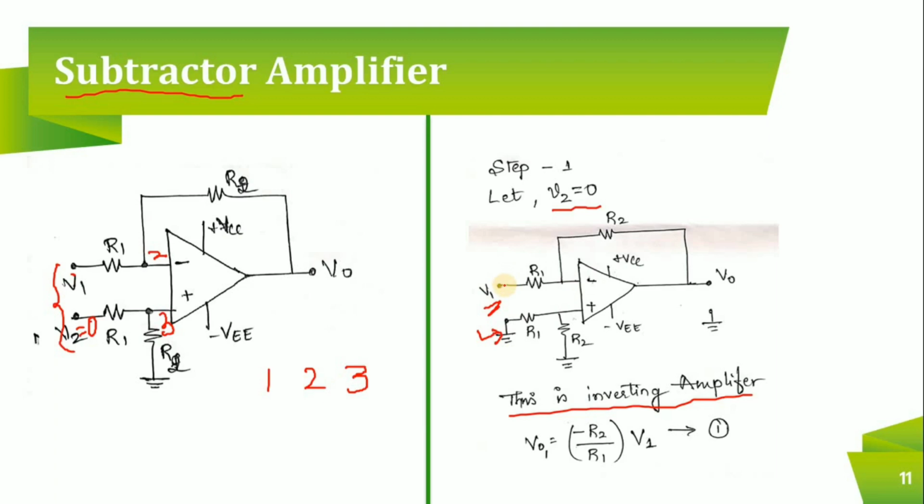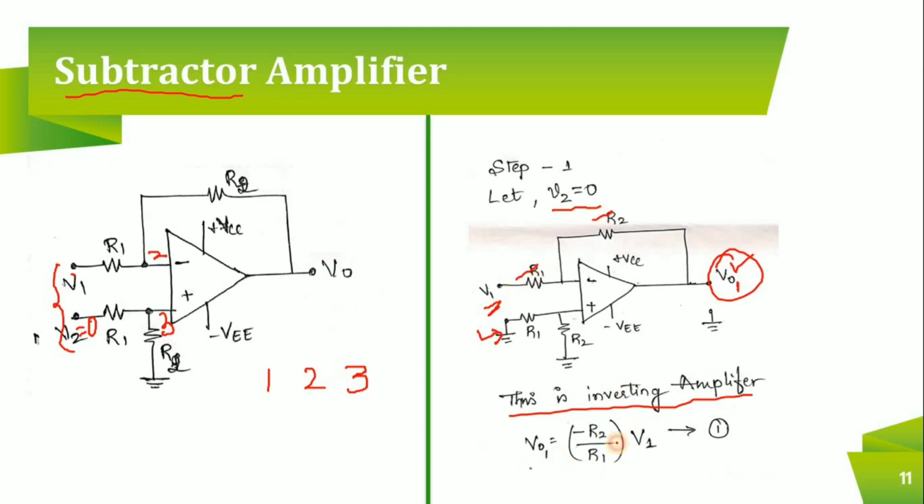So if it is an inverting amplifier, what is the gain for an inverting amplifier? So V01, whatever output you get in step 1, and you are making V2 equal to 0. It means whatever output you are taking is not because of V1 and V2, it is only because of V1. So this is not your complete output. It is an intermediate output. So I am taking V0 of 1. Okay. So V0 of 1 is equal to minus R2 by R1 into V1.